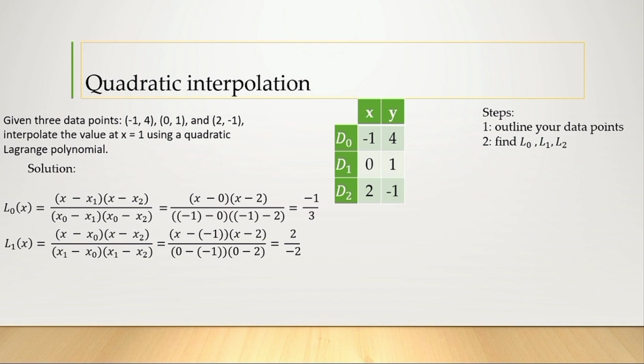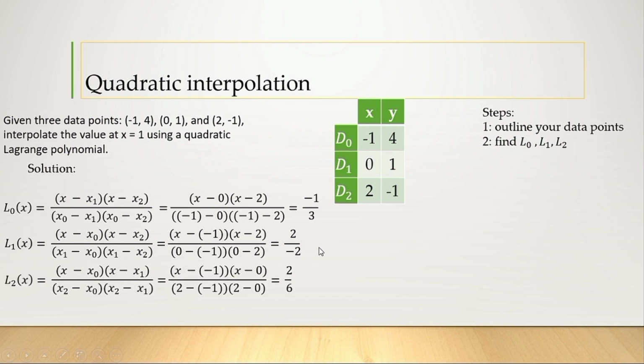It's just the same format, the same thing over and over again. So if you substitute and do your mathematics correctly, you'll get 2 divided by -2, which is the same as -1. And then L2, we know that L2 is not going to have x2 on the top. We're going to have x0 and x1 on top, and x2 at the bottom, subtracting x0 and also subtracting x1. If you do your mathematics correctly, you're going to get 2 divided by 6.